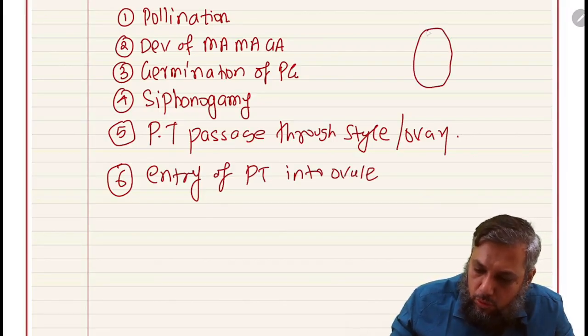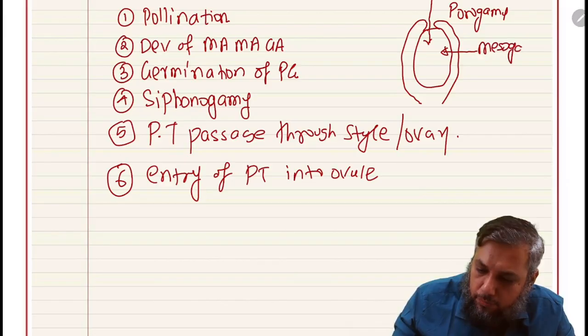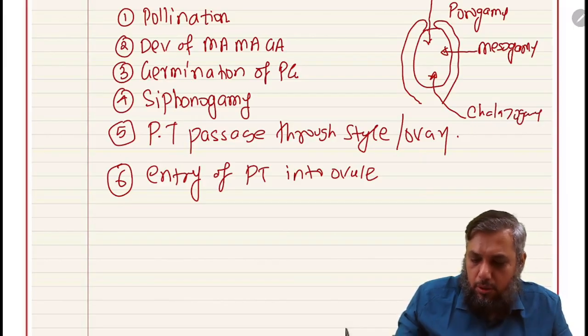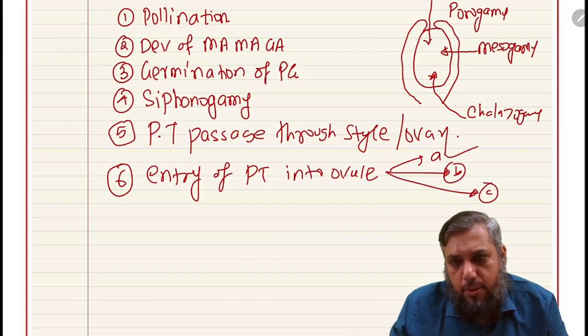And if I draw this orthotropous ovule, if the pollen tube enters into the ovule from the micropylar end, it will be called porogamy. If it enters through the integuments, it is called mesogamy. If it enters into the ovule through the chalaza, it is called chalazogamy. So the entry of the pollen tube into the ovule can occur by these three ways, the most common being porogamy, the rarest being mesogamy.